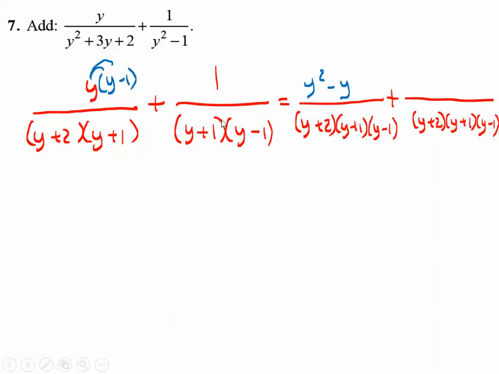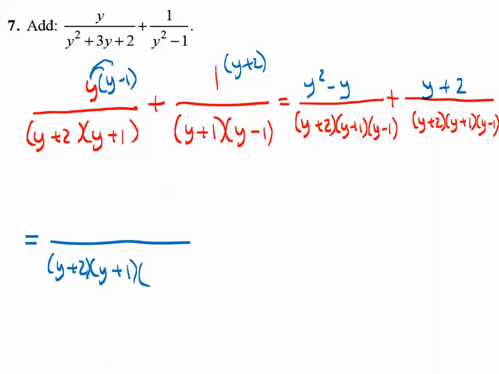Okay, second fraction. Y plus 1, y minus 1. What's the missing one? Y plus 2. Let's multiply that on top. And again, you could put it down on the bottom. Y plus 2 is over here. That would be mathematically correct. The shortcut way is just to multiply the numerator only. So y plus 2 is good. Putting it all together here, still the common denominator, y plus 2, y plus 1, y minus 1.